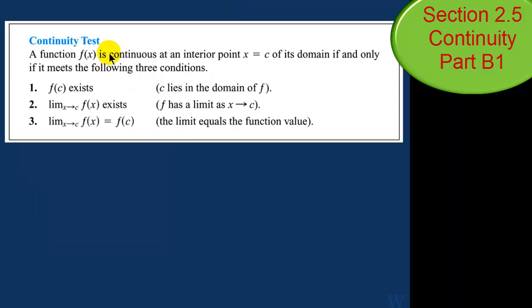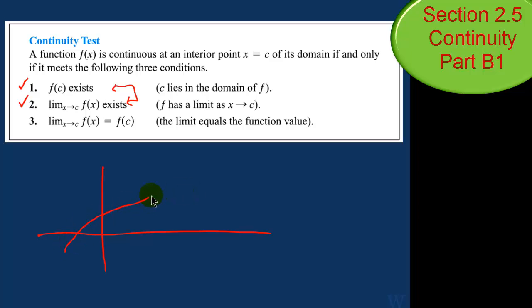Which brings us to the continuity test. This is just a good checklist to find out whether a function f is continuous at an interior point. Okay? And it's continuous if and only if it meets the following 3 conditions. The first thing we have to look at is, does f of c exist? Next, does the limit exist as x approaches c? And then finally, these two should match. They have to be equal to each other. The limit of f of x as x approaches c has to be equal to f of c, the function value right there. Well, let's just graph it and see what this meant.